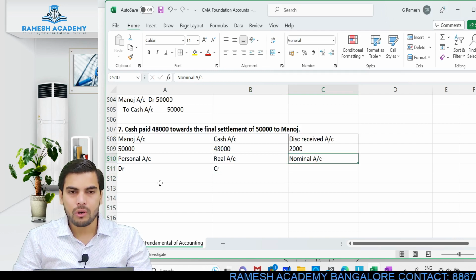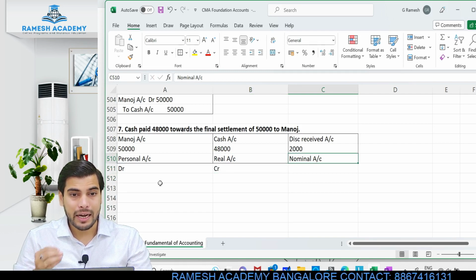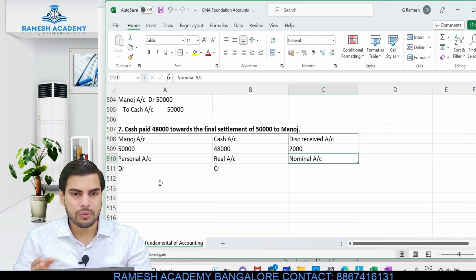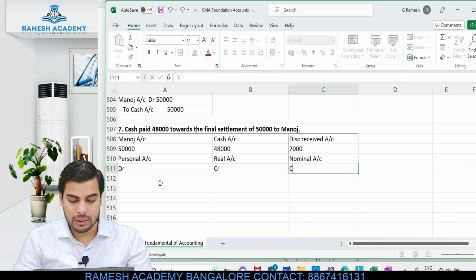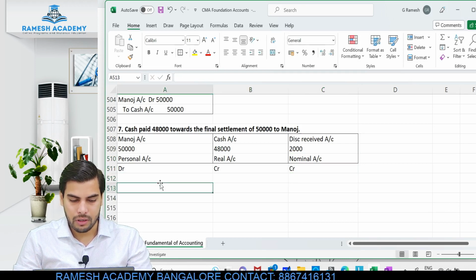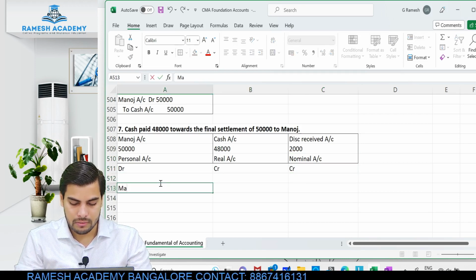So let's talk about the rule of nominal. Okay, so debit all expenses and losses, credit all income and gain. So this discount which I am receiving is not an expense for us, rather it is an income for us, therefore we will be crediting. Okay, so the journal entry would be like this.